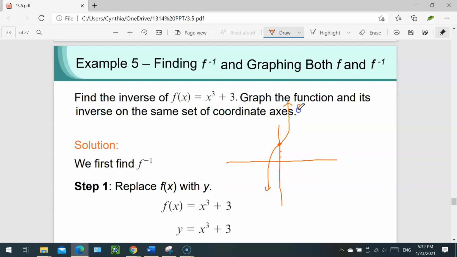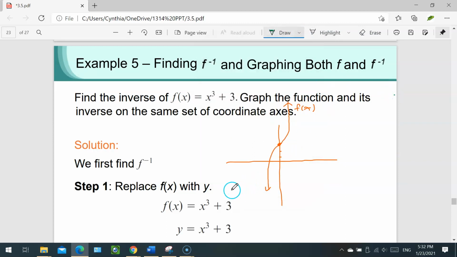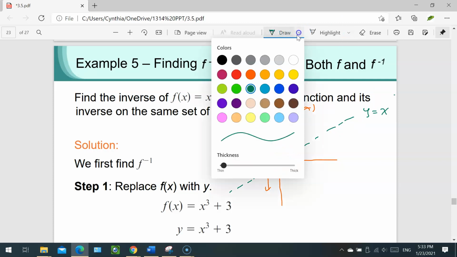Okay, so this would be the f of x. When two functions are inverse to each other, that means they are mirror images of each other based on the line y equals x. So from here, I can sketch the graph by looking at the mirror image.